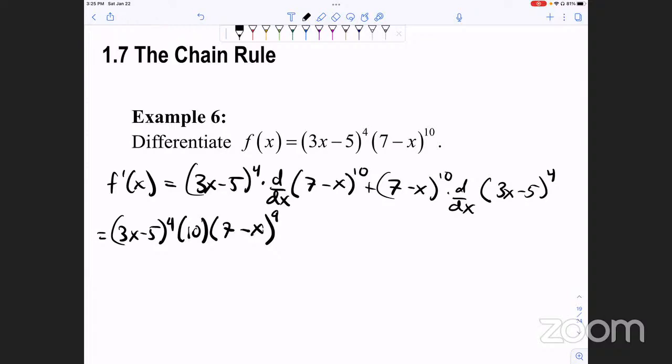Now the derivative of the inside function, that's gone. Derivative of negative x is negative 1. So I'm just going to say times negative 1. To the power of 10. The derivative there is going to be times, we got a 4, 3x minus 5 to the power of 3 times 3.